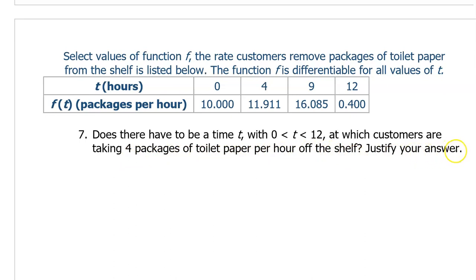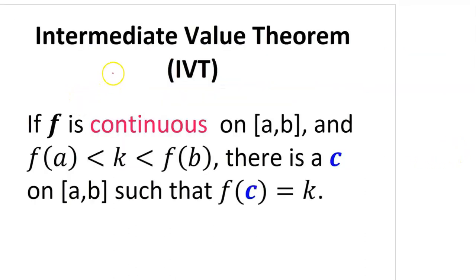Justify your answer. It sounds like we will need the intermediate value theorem, which says that if f is continuous on the closed interval from a to b, and if f at a is less than k, which is less than f at b, there is a c on the closed interval from a to b, where f at c is equal to k. But wait a minute.